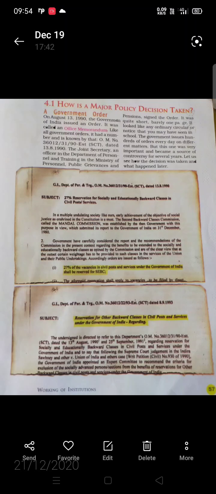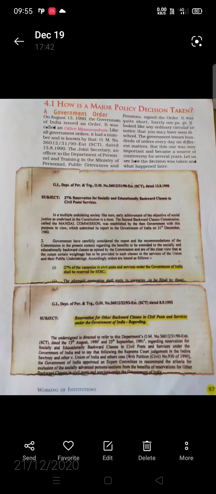That means the Government of India issued an order, and that is known as an office memorandum. The government issues hundreds of orders every day on different matters, isn't it? So a communication issued by an appropriate authority stating the policy of the government is known as an office memorandum.